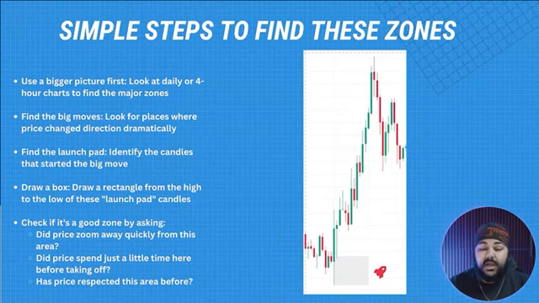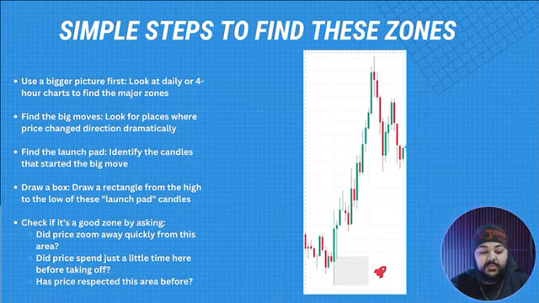I start off on the 4 hour, then I move on to the 1 hour, then the 5 minute, and that's where I usually look for major zones. And you need to look and find the big moves. Look for places where the price changed direction dramatically. You want to find the launch pad and identify the candles that started the big move.